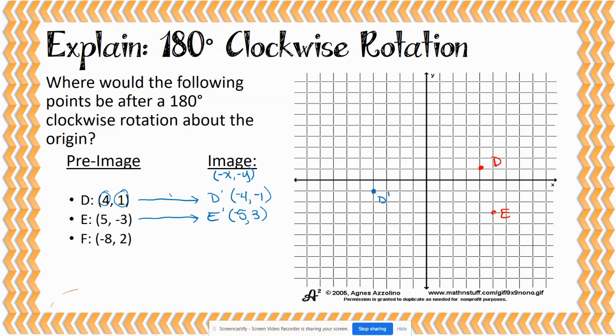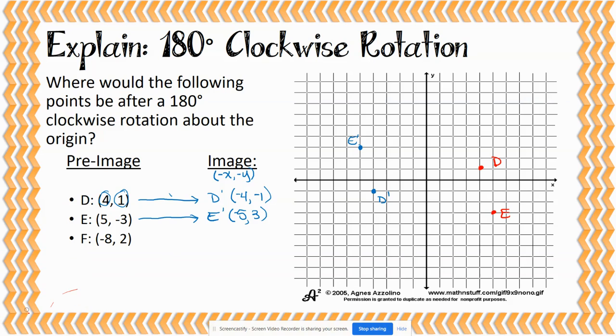Well, if I look at E, if I rotate it 180 degrees, then I should be 90, 180. I should be over here in quadrant 2. So let's see if that works. From the origin, if I'm going to go to (-5, 3), I would move left 1, 2, 3, 4, 5, and then up 1, 2, 3. And here is E prime. So it does look like E was rotated 180 degrees.